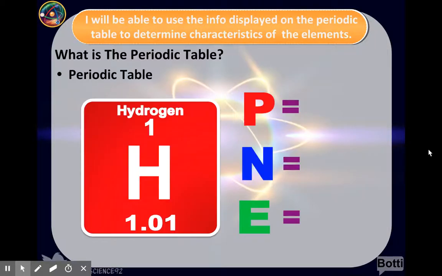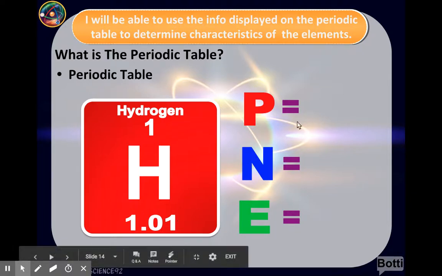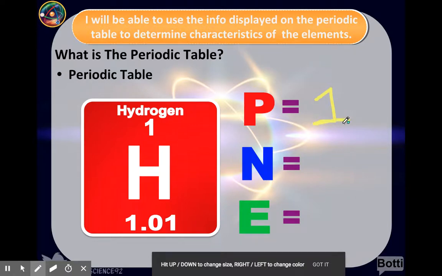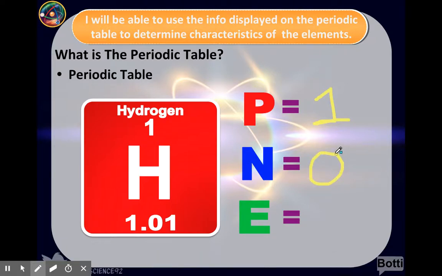This one's pretty simple. So hydrogen has an atomic number of 1 and an atomic mass of 1. So we have 1 proton. Let me get my little pen guy here. So we have 1 proton. If we subtract the atomic number from the mass, we get 0, because 1 minus 1 is 0. And then we know that we have the same number of electrons as we do protons. So we have 1 proton, 0 neutrons, and 1 electron.